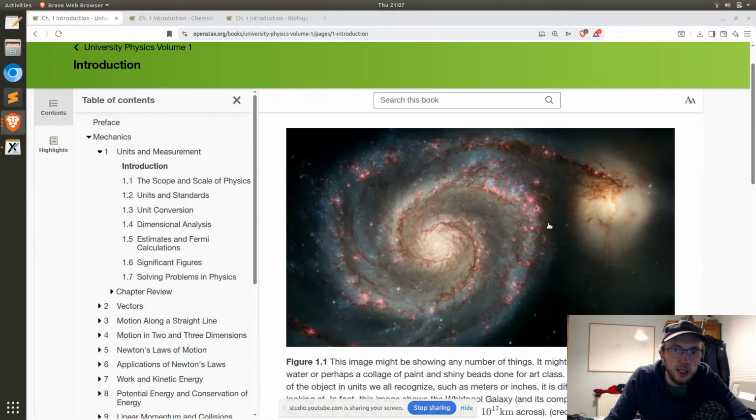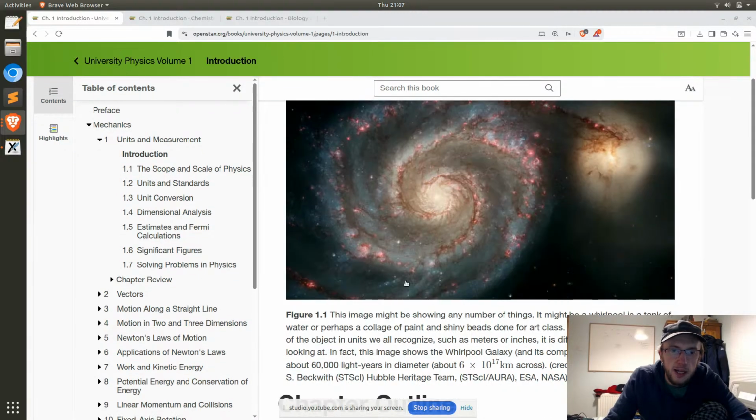And here's the introduction. Oh, and that looks like a whirlpool galaxy. This image might be showing any number of things. It might be a whirlpool in a tank of water, or perhaps a collage of paint and shiny beads done for art class. Without knowing the size of the objects in units we will recognize, such as meters or inches, it is difficult to know what we're looking at.